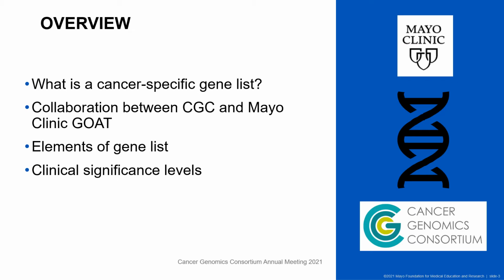In this presentation, we'll cover a couple different topics. So what exactly is a cancer-specific gene list? How do we make it, and what is it useful for? We'll describe the collaboration between CGC and the Mayo Clinic GOAT, and also define the essential elements of a gene list. So what exactly needs to be in a gene list in order to make it useful? Lastly, we'll talk about clinical significance levels, which are a similar concept as AMP-ASCO-CAP tiers are to variants, only this is on a gene level.